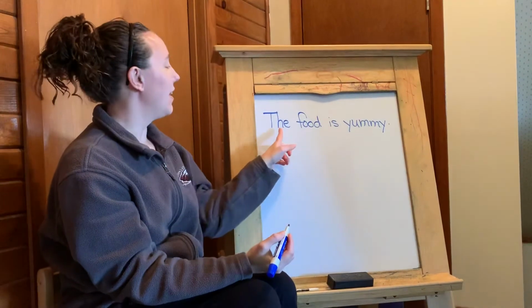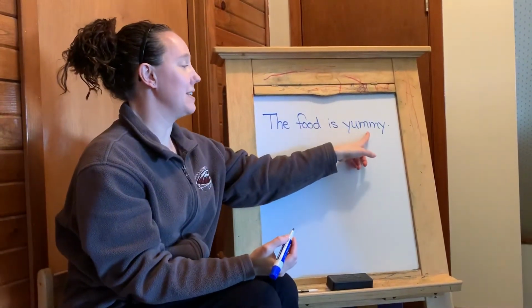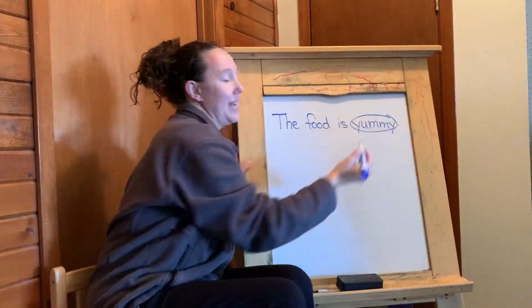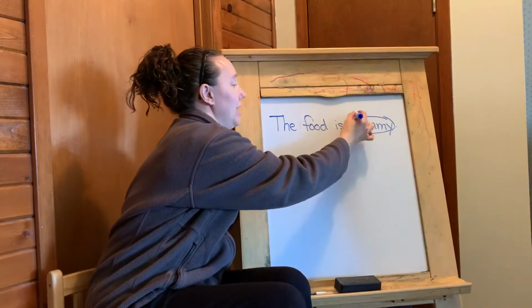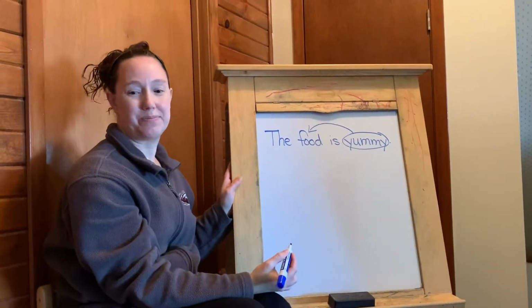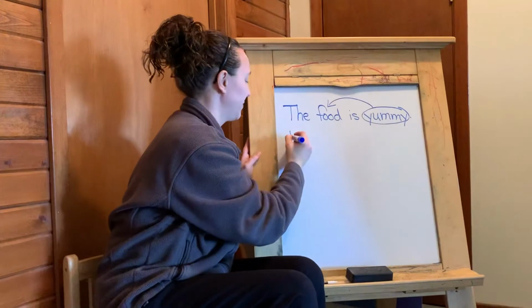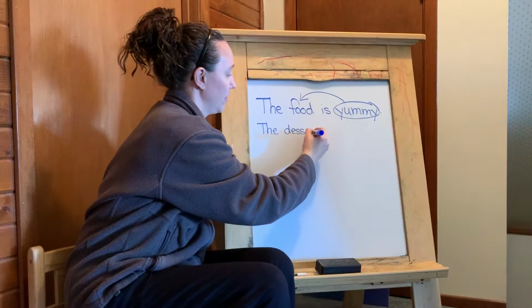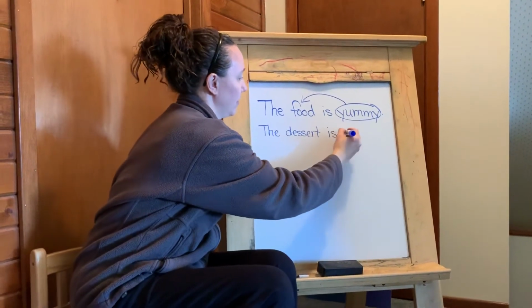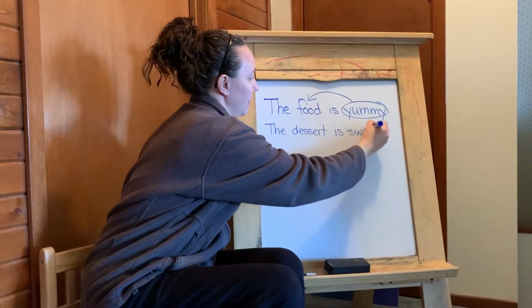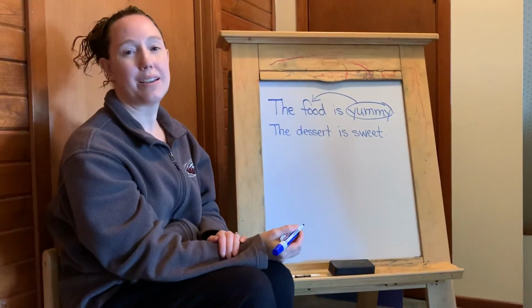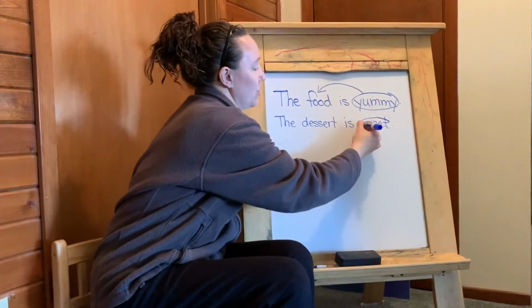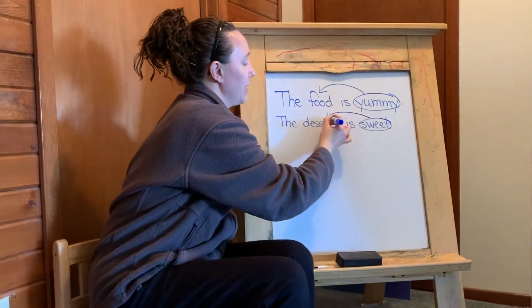It reads, the food is yummy. In this sentence, yummy is my adjective and it is describing food. Here's my next sentence. The dessert is sweet. My adjective is sweet, and it is describing dessert.